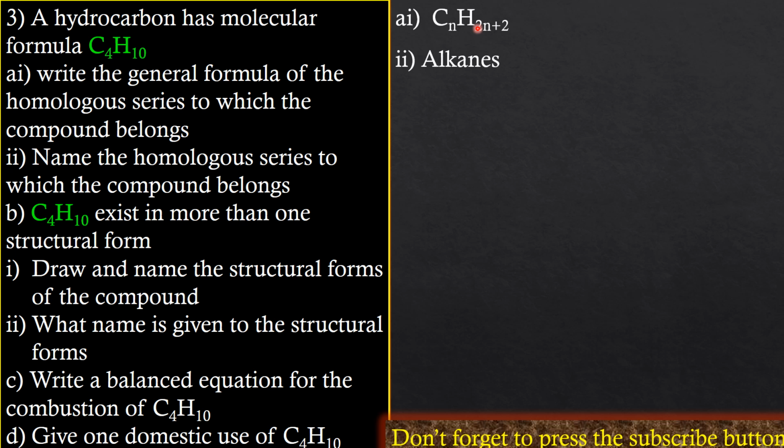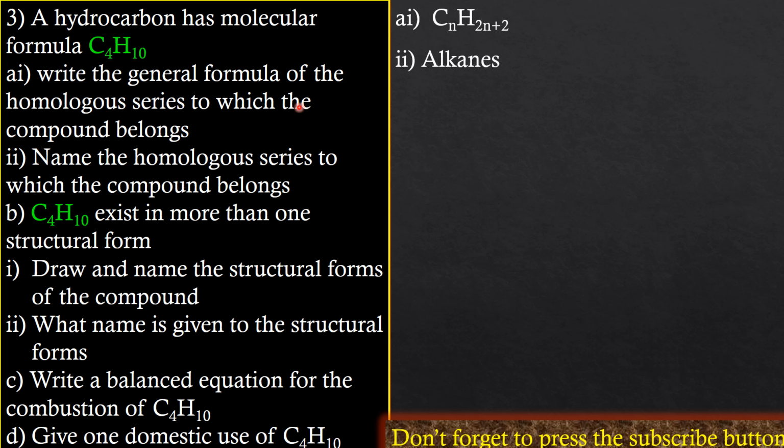CnH2n. It ends there. If it was an alkyne, we are going to have CnH2n minus 2, instead of plus 2. Now, guys, the B part is saying that C4H10 exists in more than one structural form. Draw and name the structural forms of the compound.